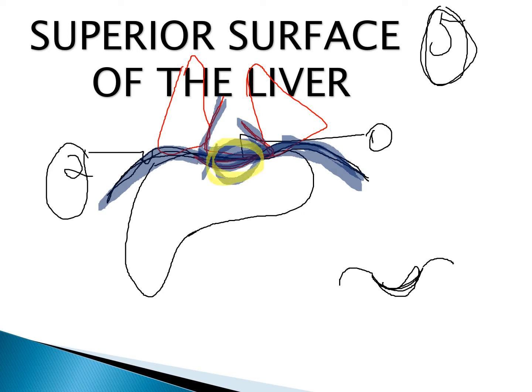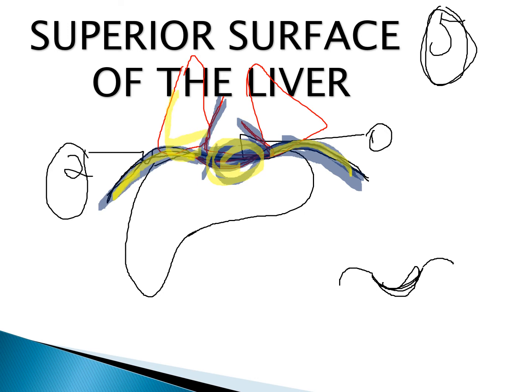Here you will see a cardiac impression. And on this surface, you will see the dome of the diaphragm. Lungs will obviously be present, but first the dome of the diaphragm will be present, then above that, the lungs will be present.